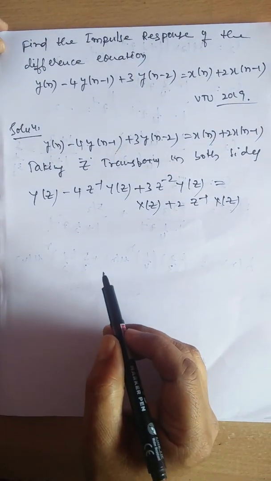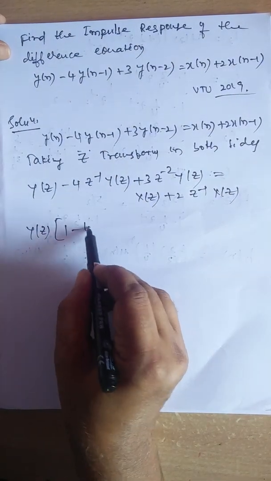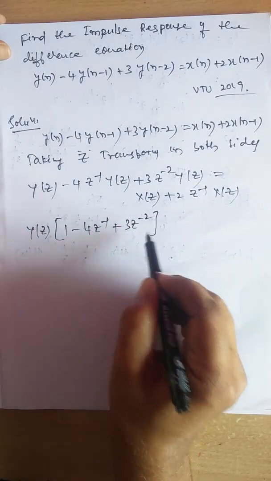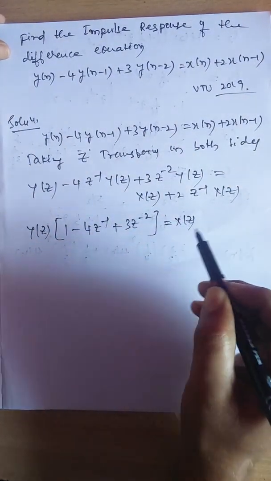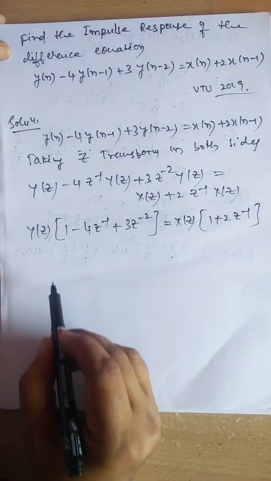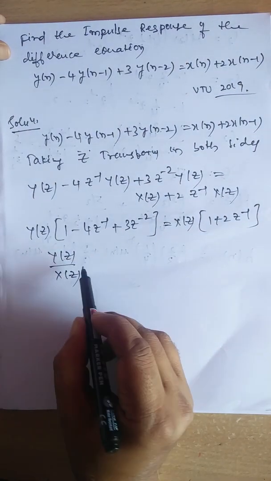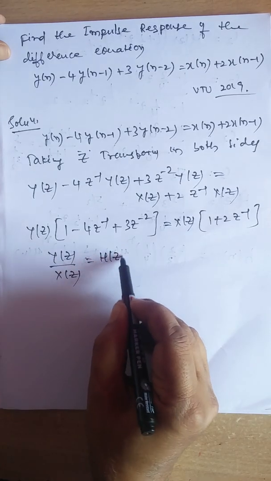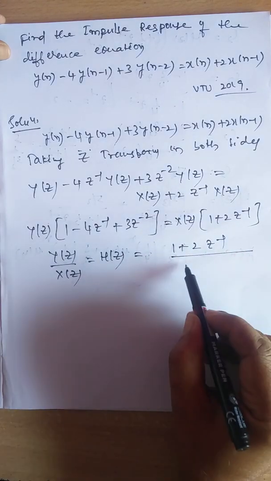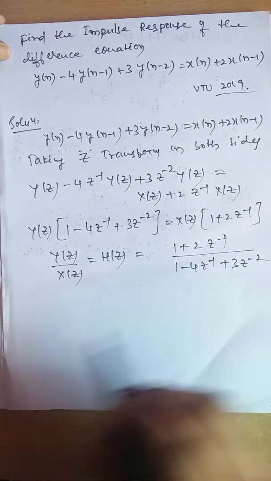Here, let us take Y(z) common on the left hand side. You get (1 − 4z^(−1) + 3z^(−2)) Y(z) equal to X(z) common on the right hand side, (1 + 2z^(−1)). You can write this as Y(z)/X(z), which is nothing but the system function H(z), equal to (1 + 2z^(−1)) divided by (1 − 4z^(−1) + 3z^(−2)).